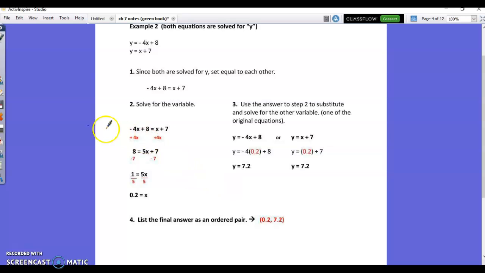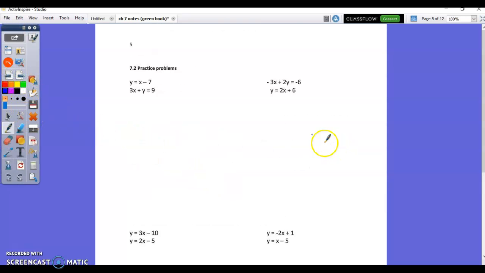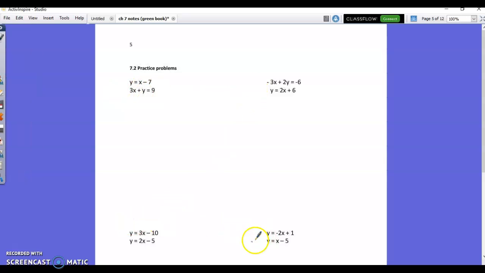All right, so let's go ahead and go over a couple of these examples. I'm going to do one of the two for each of these, and you can practice the other one. I'll put the answers up here so you can check your own answers.